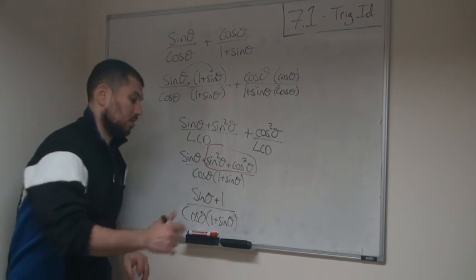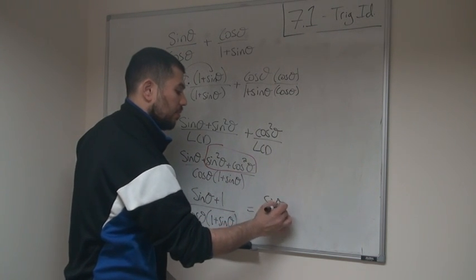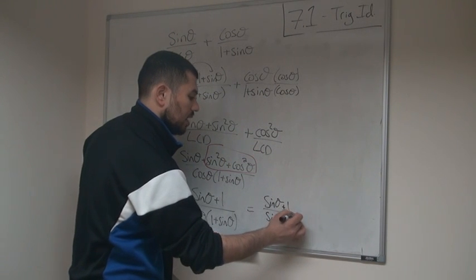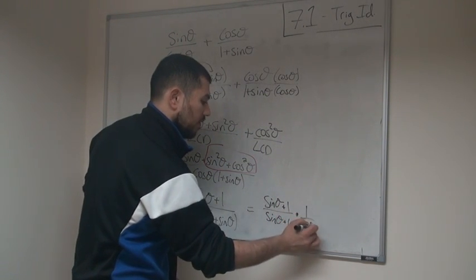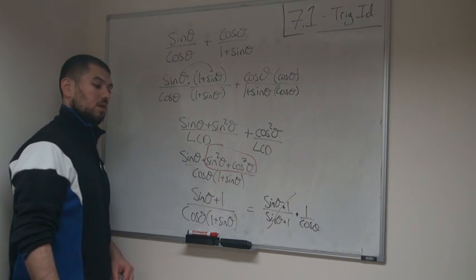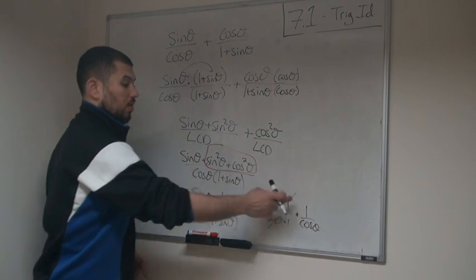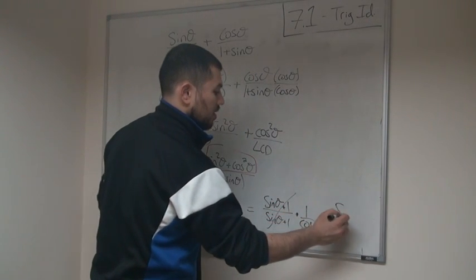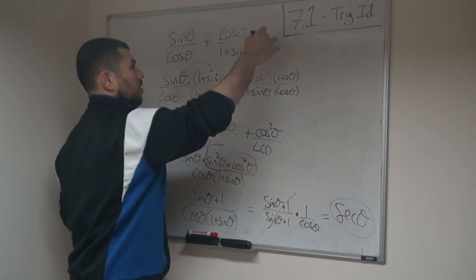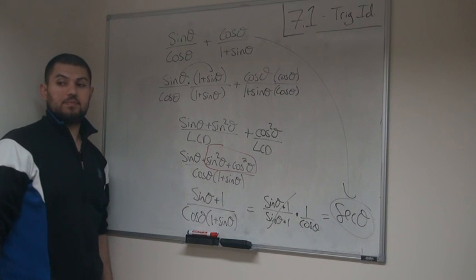So I get sine theta plus 1 over sine theta plus 1 times 1 over cosine of theta. And this factors out, that's equal to 1. 1 times 1 over cosine theta. And 1 over cosine of theta is equal to the secant of theta. So yet again, I found another crazy looking expression that's equal to one term.